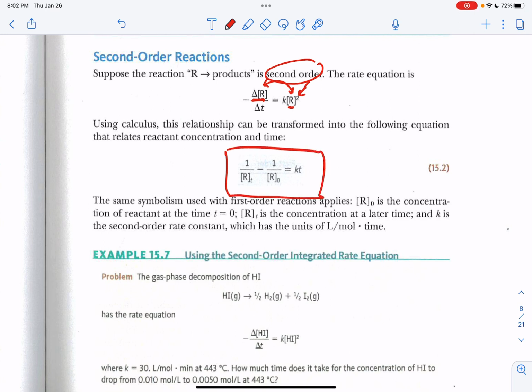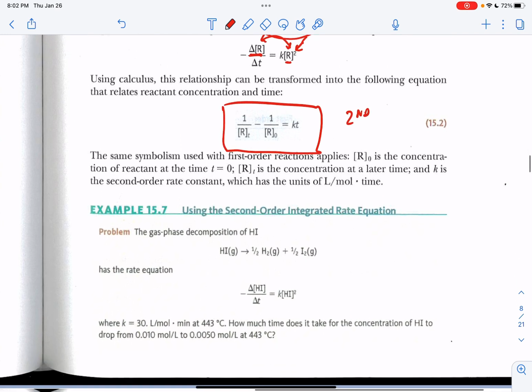Again, you don't have to memorize this. This would be given to you on my test as well as on the AP test. You should just know that this is the one for a second order reaction and not confuse it with the one for a first order reaction.